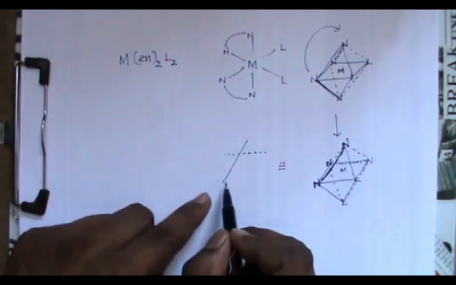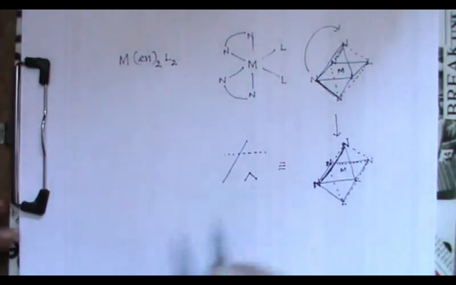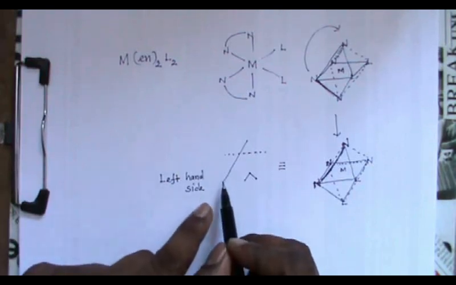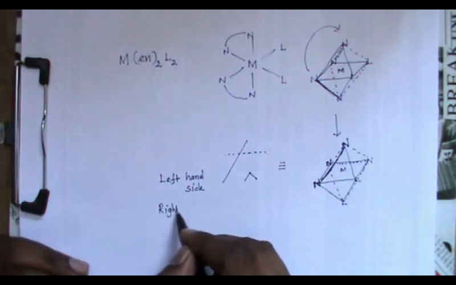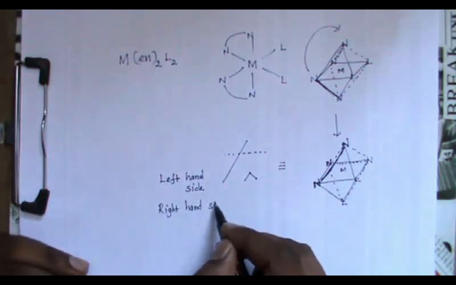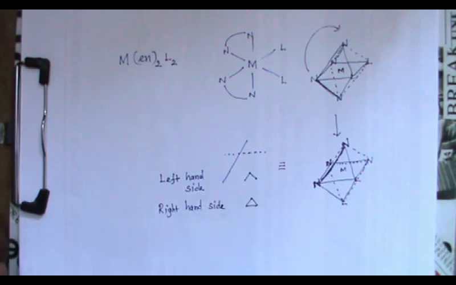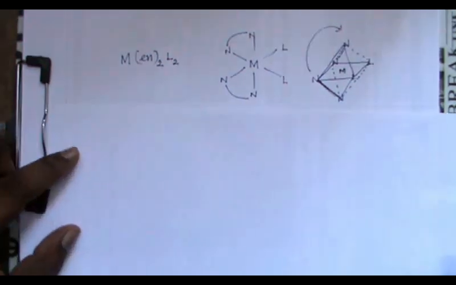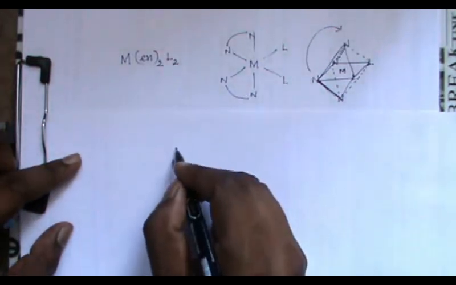If the thick line is towards your left hand side, the notation is lambda. Suppose if you get this towards your right hand side, then you have to give delta. Very often I get confused between this notation. I remember this way, L lambda. Let us consider the mirror image.